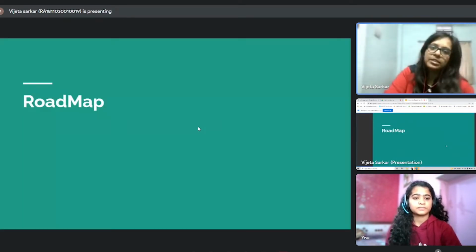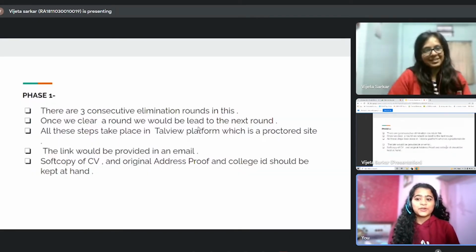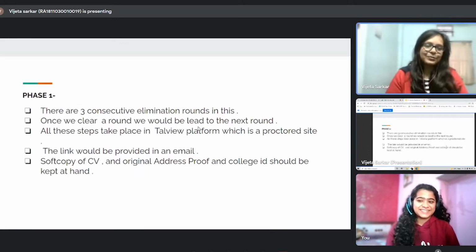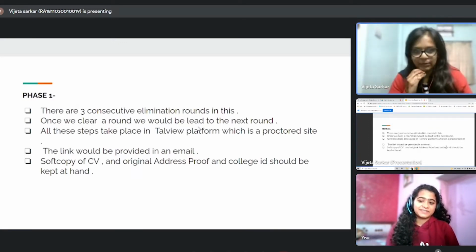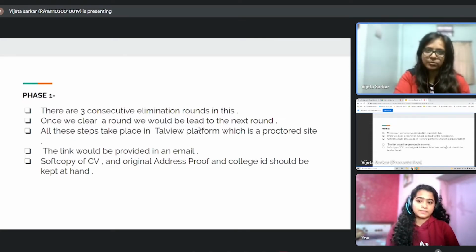So here we start the roadmap of the interview process. ZS has a quite complicated process. Yeah, I know, because I also gave the test and I was not able to crack it. So we have divided the whole process into 3 phases. For the first phase, we would be given a link via email, which leads to a Talview portal, which is a proctored site, and all the steps of ZS happen in that platform only.